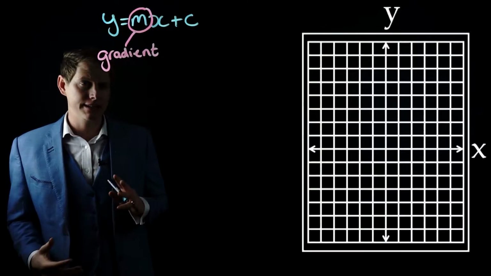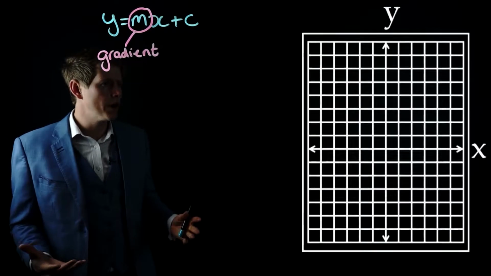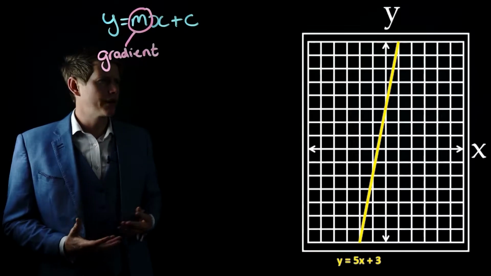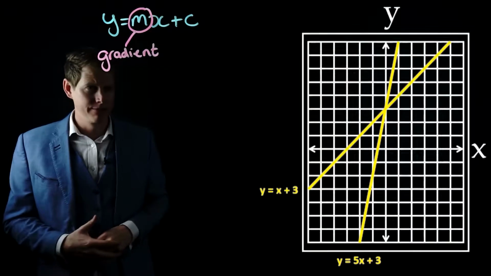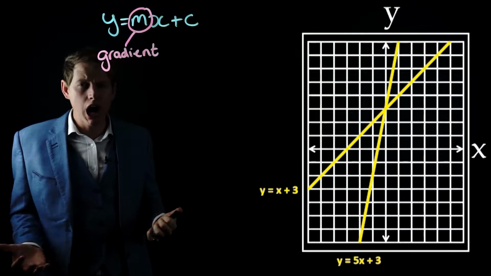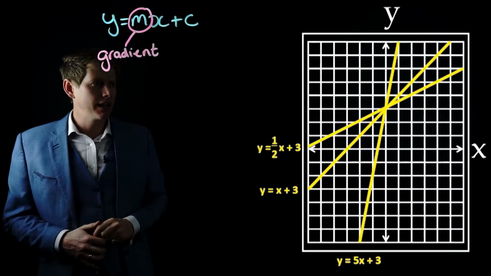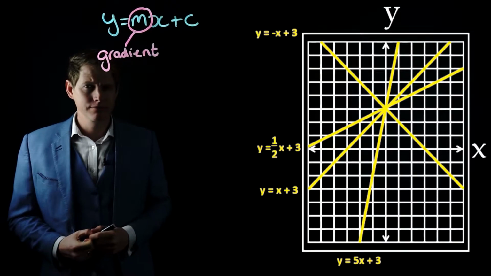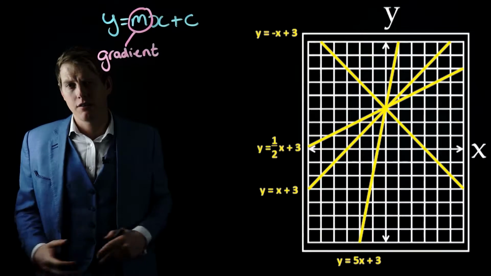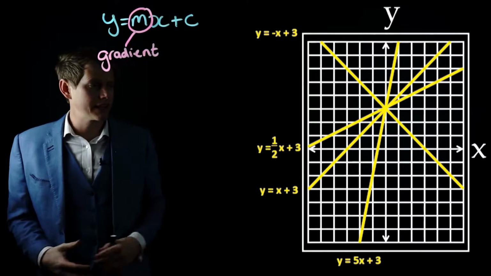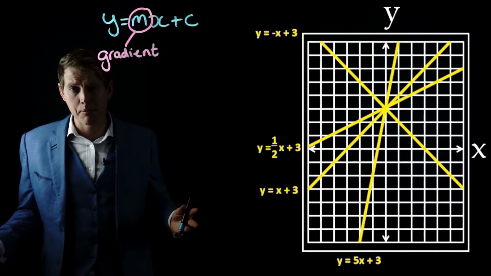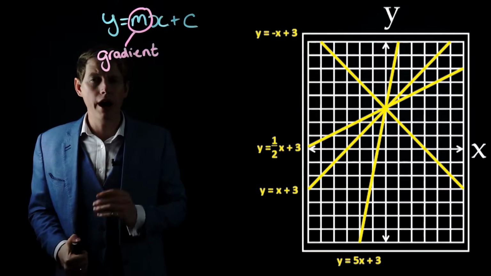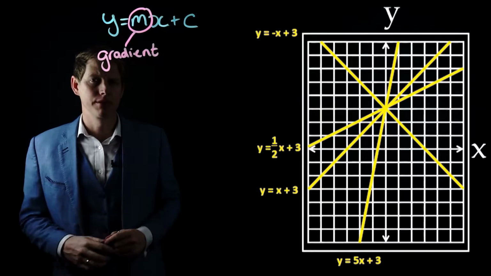Let's look at these graphs over here. Let's have y equals 5x plus 3. Y equals, let's just do x plus 3. Y equals a half x plus 3. And finally, let's do y equals negative x plus 3. Now, what do you notice about these graphs? Well, first of all, you'll notice that they each have different gradients. None of them are parallel this time. And you'll also notice that they all cross the y-axis at exactly the same point.